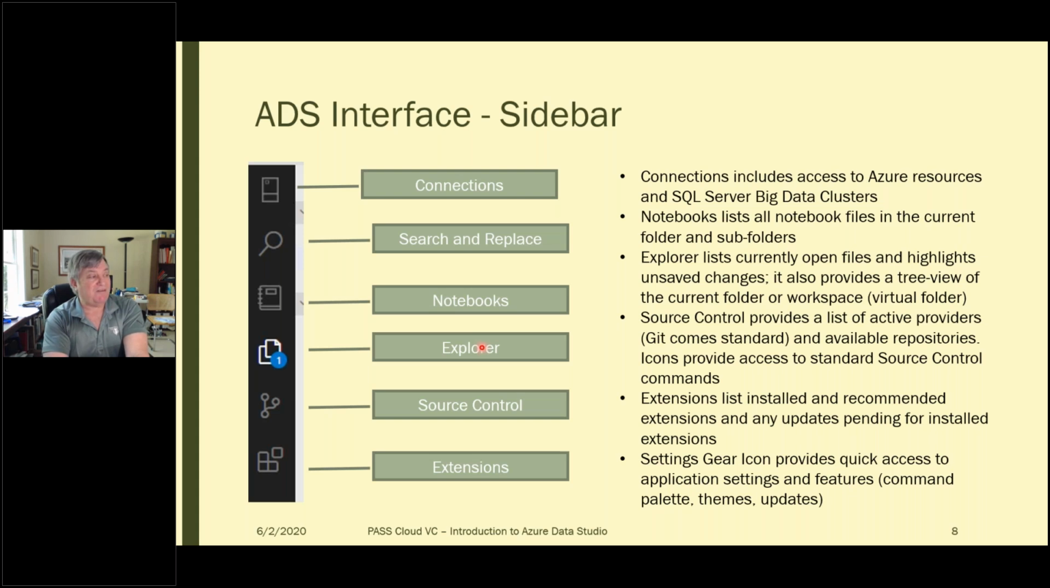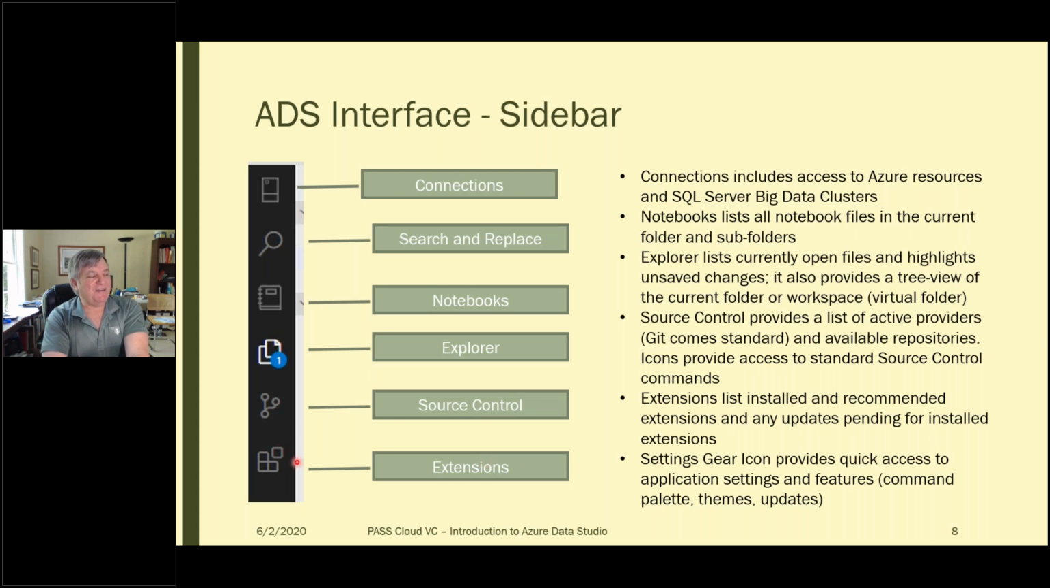Source control is for accessing things like Git or other providers. There's icons for the main commands like commit and pull and push and all that. I'll show you that briefly. Right now, I'm not source controlling anything, but we can put something in a new repo if we want to.